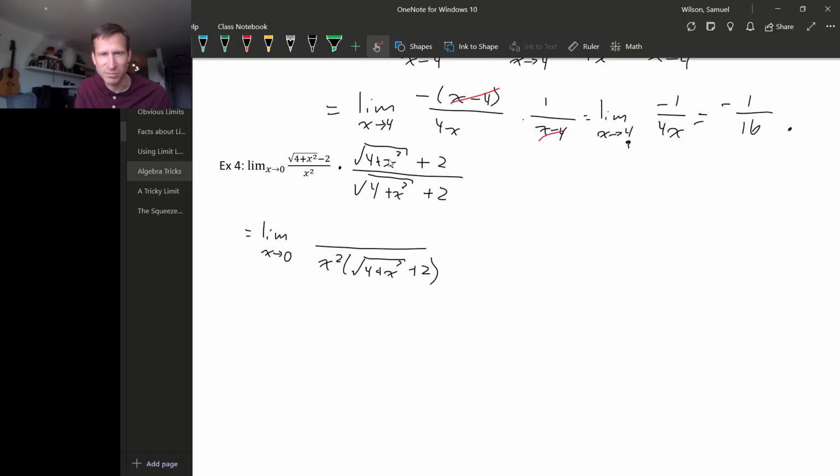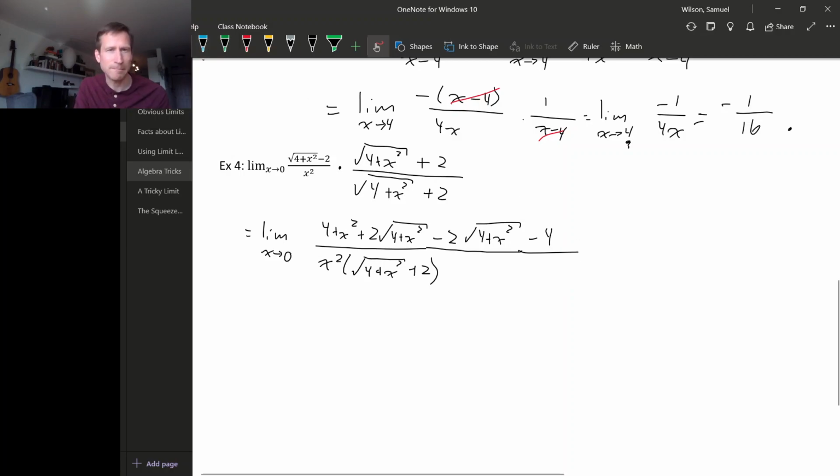And in the numerator, let's multiply this out. So first times first gives me 4 plus x squared. First times last gives me plus 2 root 4 plus x squared. And then last times first gives me minus 2 square root of 4 plus x squared. And then minus 2 times plus 2, that's minus 4. Okay. Now these cross terms in the middle, they're negatives of each other, so those simplify away. And also we have a plus 4 here and a minus 4 there, so these also simplify away.